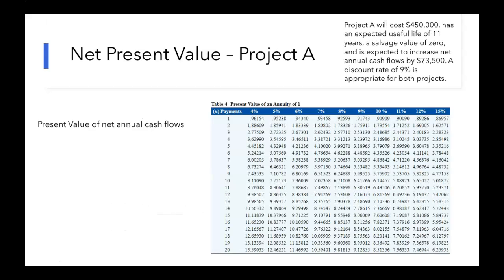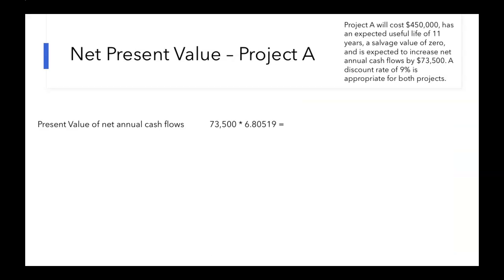So let's work on project A. To calculate the net present value, we need to know the present value of our net annual cash flows. So this is when we need to look up an interest factor in one of our tables. Since this is annual cash flows, we are going to be looking at the present value of an annuity. So it's 11 years and a 9% discount rate, which gives us an interest factor of 6.80519.